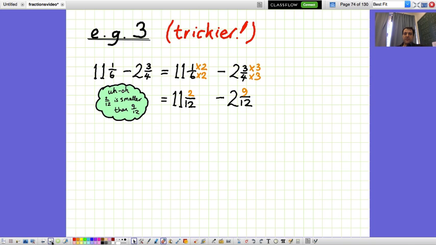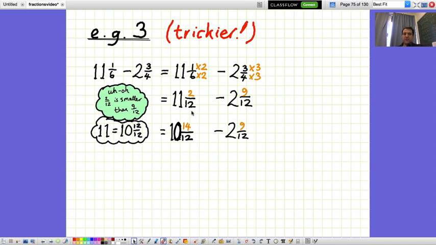So what I'm going to do is take 1 out of the 11 and turn it into 12 twelfths. So 11 is the same as 10 and 12 twelfths. So 11 and 2 twelfths is the same as 10 and 14 twelfths, because I've turned a 1 from the 11 into 12 twelfths. There was already 2 twelfths there, so in all that makes 14 twelfths. So I've got 10 and 14 twelfths minus 2 and 9 twelfths.